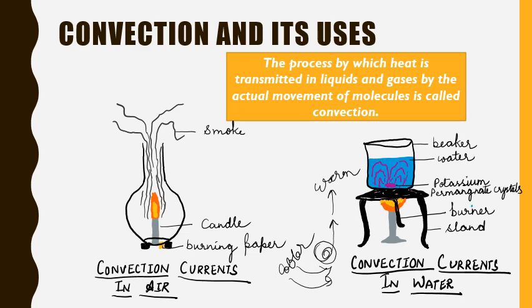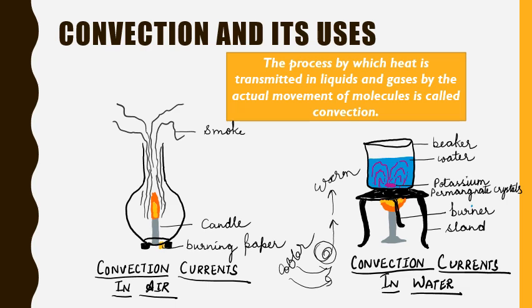Now let's study the convection currents in water. For this we need an activity, and for this activity we will require a glass beaker, water, a crystal of potassium permanganate, a lighted candle, and a tripod stand. What will be done? The glass beaker is filled with water, and we have to drop one crystal of potassium permanganate in the beaker, and then the beaker is heated over a candle flame just below the crystal.